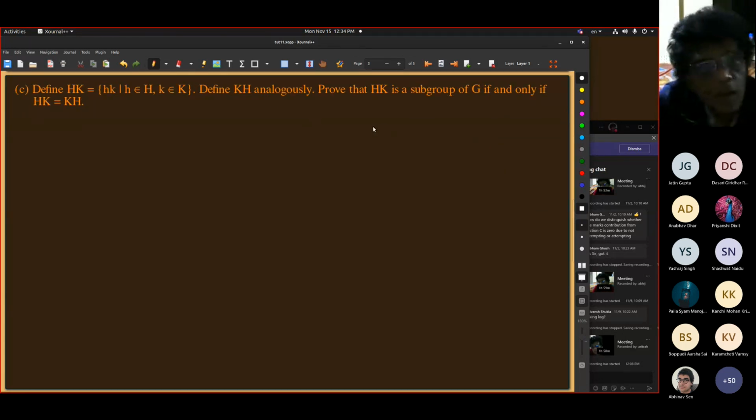Okay, so this is the final part. When I say HK, in the multiplicative setting, otherwise if it is an additive group I would have written H plus K. I take an element h in H and an element k in K, multiply them following the group law, and collect all such products. I call this set HK. Likewise, we can define KH. Now prove that HK is a subgroup of G if and only if HK is equal to KH.